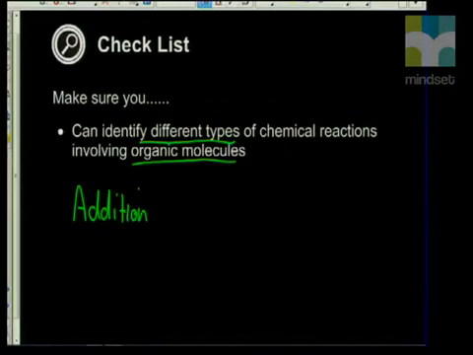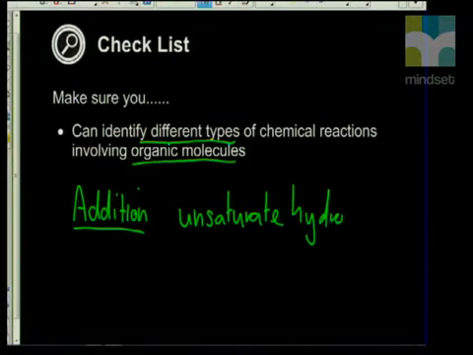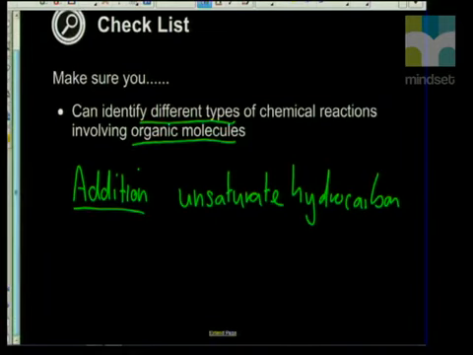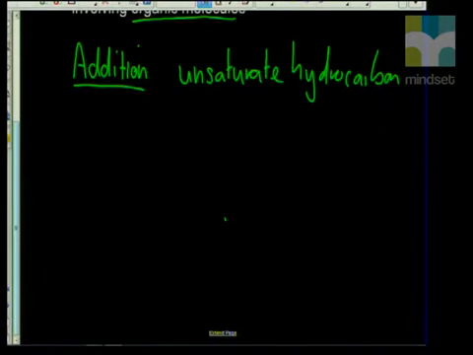So what happens here is that we have an unsaturated hydrocarbon. And what do we mean by that? Unsaturated means it hasn't got all its bonds. It can take some more. For example, it could be an alkene, or it could be an alkyne.